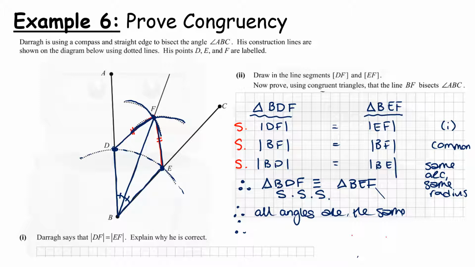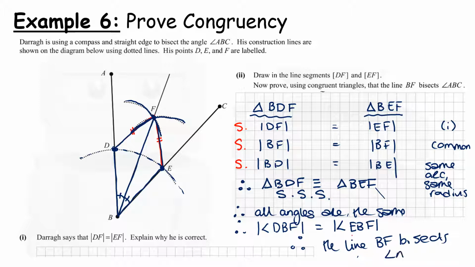Therefore, the size of angle DBF is equal to the size of angle EBF, and therefore the line BF bisects ABC. So by proving those two angles are the same, and they have to be the same because we have two identical triangles, we can prove that those two little angles are the same.